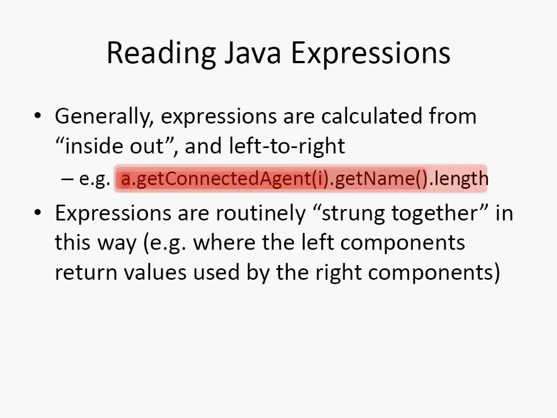A good way to do this might be to break it on two separate lines. This is returning an agent. It's asking, say, if i is 2, 0, 1, 2, it is returning a third connection. So you might say on one line, agent B equals A dot get connected agent of I, and then you can refer to B dot get name dot length. You give them a name, a way of referring to them. So you could do that, and it would make it smaller.